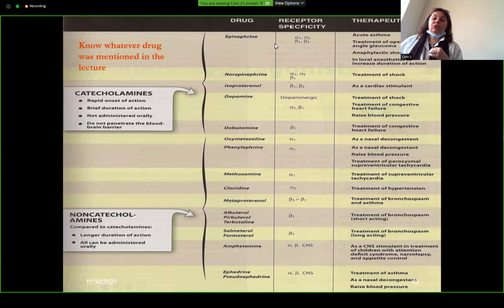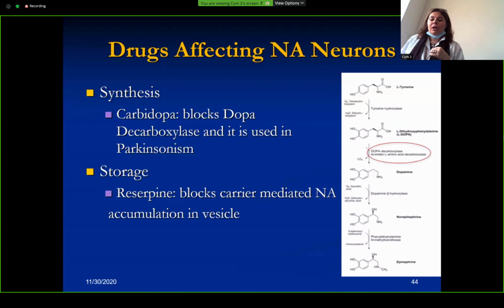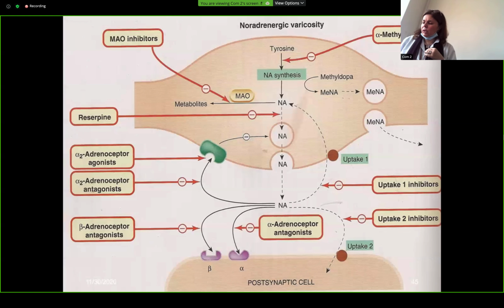This is a table to tell you the difference between catecholamines and non-catecholamines. Synthesis: we have carbidopa, dopamine, droxidopa, decarboxylase inhibitors, and it's used in Parkinsonism. You will hear it. Storage: we have reserpine, which blocks carrier-mediated norepinephrine uptake. These were used, but dopamine you will hear about a lot. I think this is the end. This is the last one, where all the medications I already mentioned, whether the dopamine or the blockers, the alpha or the uptake or anything.